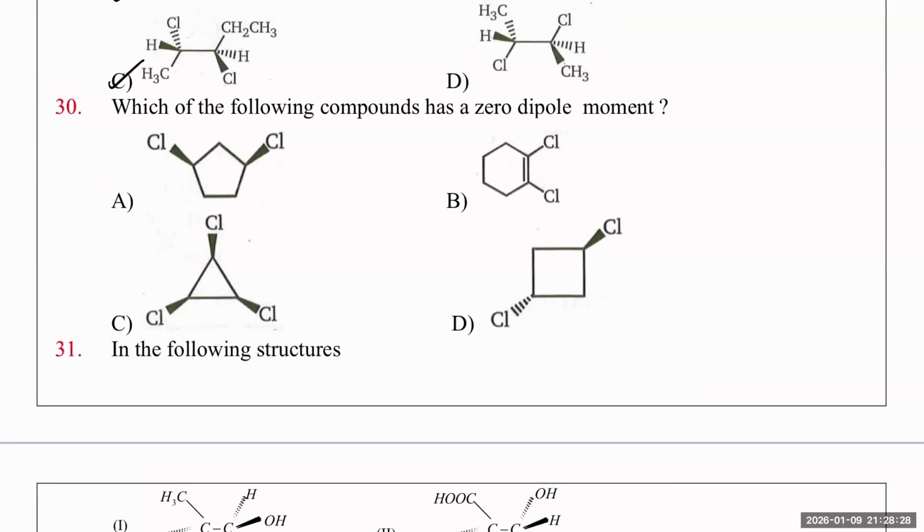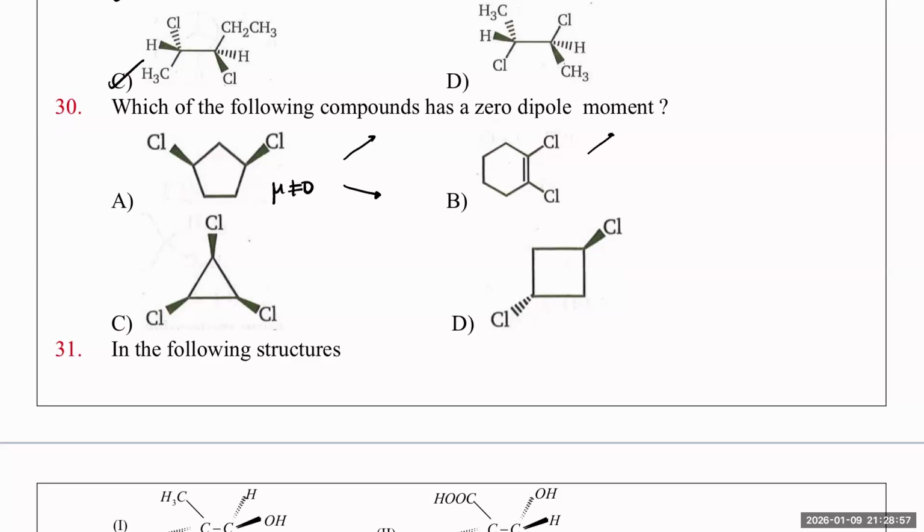Let's go to the next one. Which of the following has zero dipole moment? If the vector sum is getting cancelled, then we have zero dipole moment. Unfortunately, here there are two vectors coming on the same side directions, like this. Chlorine and chlorine are present on the same direction. They are not getting cancelled. So mu is non-zero.